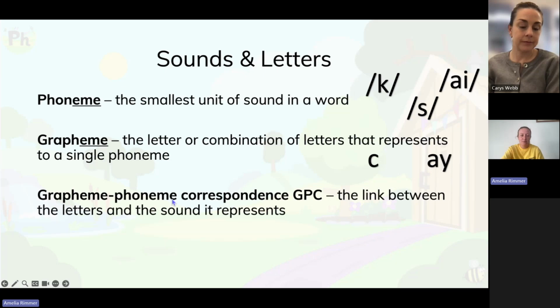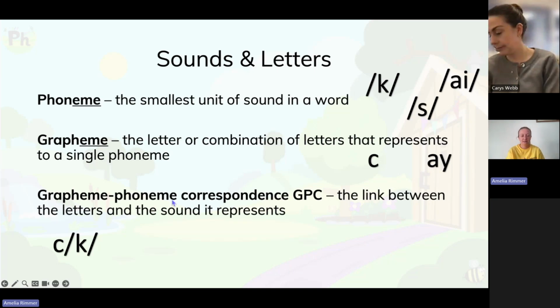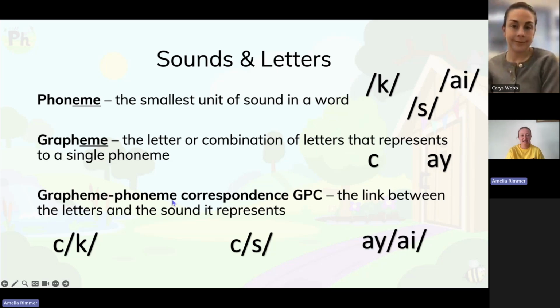So using the same examples I've done there for phoneme and grapheme, let's link them together. I could have the letter C representing a K sound. I could have the letter C representing a S sound, like in the word nice. Or I could have the letters AY representing an A sound. So the grapheme is on the left, outside of the slashes, and the phoneme is inside the slashes. So if you see anything in Phonics Shed, or a lot of phonics schemes use the same coding, where it's in slashes like that, it means we're talking about the phoneme, whereas the bit outside of that is the grapheme.